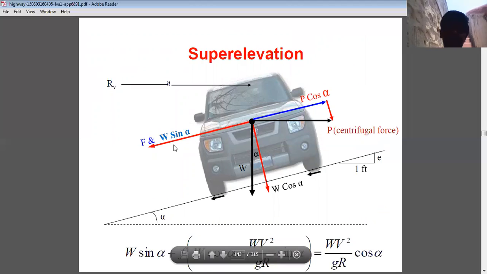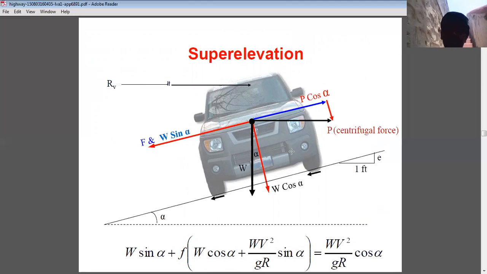Different forces are acting on the superelevated road: W sin alpha along the slope, W cos alpha perpendicular to it. Here the superelevation is provided as small e.